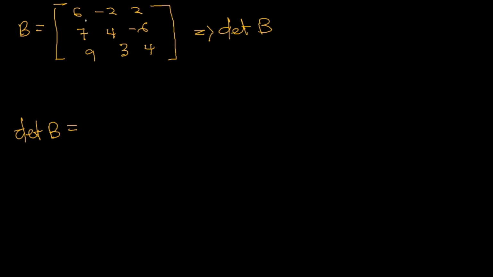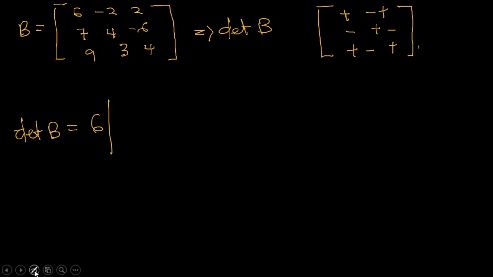Okay, so it means I take 6, it is positive. If you remember very well, I said the first element is plus minus plus, then it becomes minus plus minus, then plus minus plus as well. Okay, so the first one is plus, so we take 6. If we take 6, what it means is that we cancel this first row and then this column over here. So we are left with a 2 by 2 matrix, 4 negative 6 3 and 4.